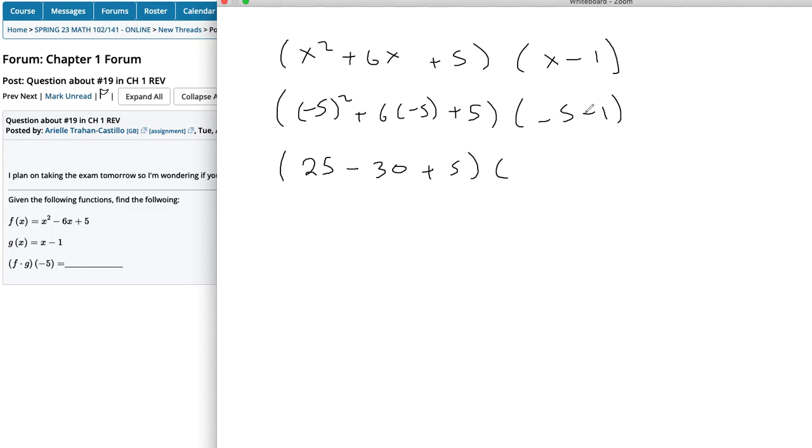And let's see, down 5 and down another one would be down 6. And then 25 minus 30 would be -5. Oh, it's going to be 0. Okay, so 25 minus 30, there's -5 plus 5. I was like, I'm going to have to do arithmetic. But no, I'm not, because 0 times 6, or -6, comes out 0.